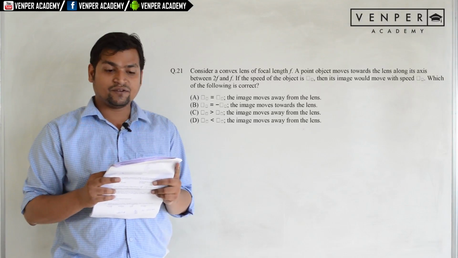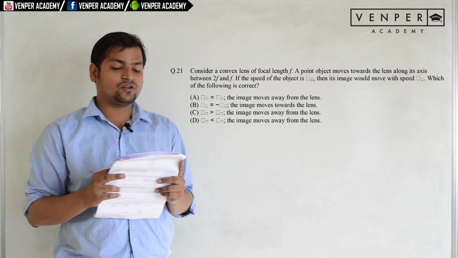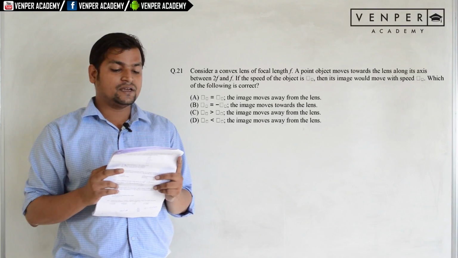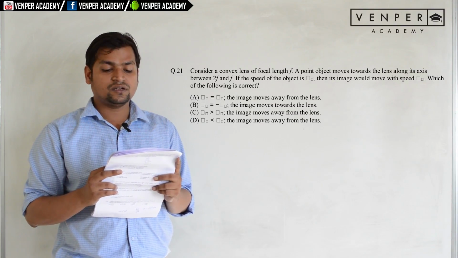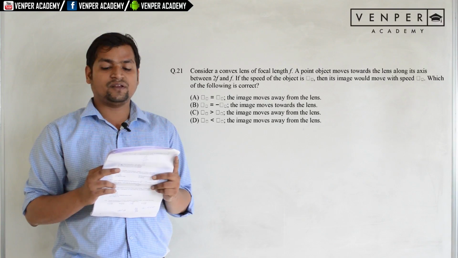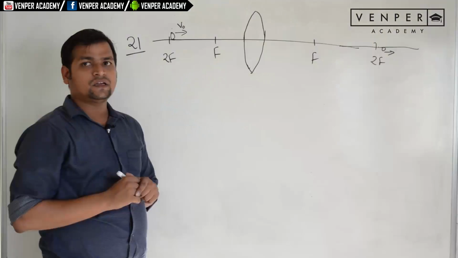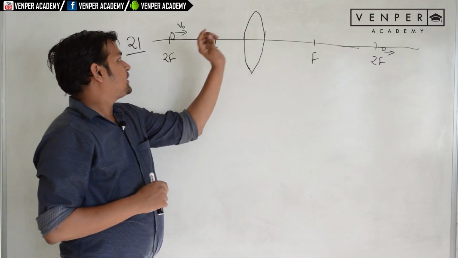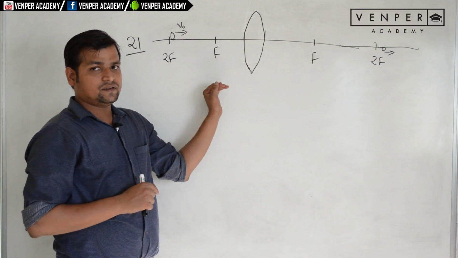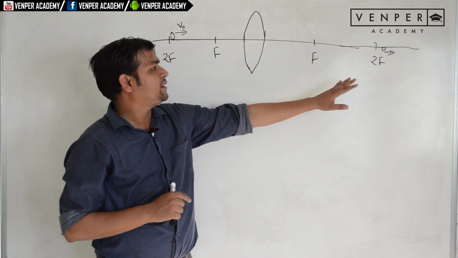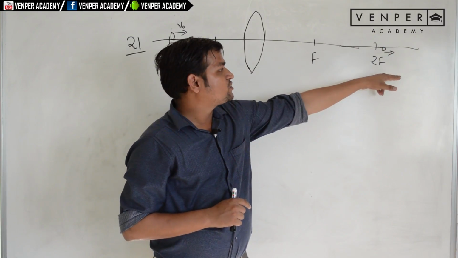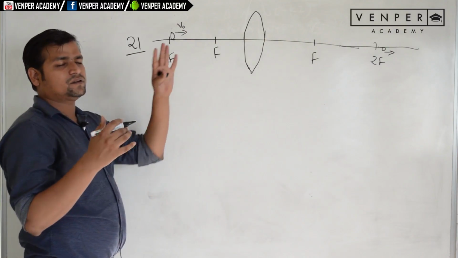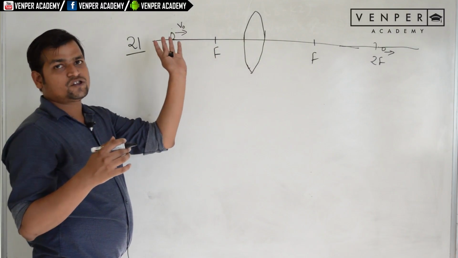Question number 21. Consider a convex lens of focal length f. A point object moves towards the lens along its axis between 2f and f. If the speed of the object is v0, then its image would move with speed v1. Which of the following is correct? In question number 21, there is a convex lens and an object moving between 2f and f. We have to find the relation between the velocity of the image and the velocity of the object.